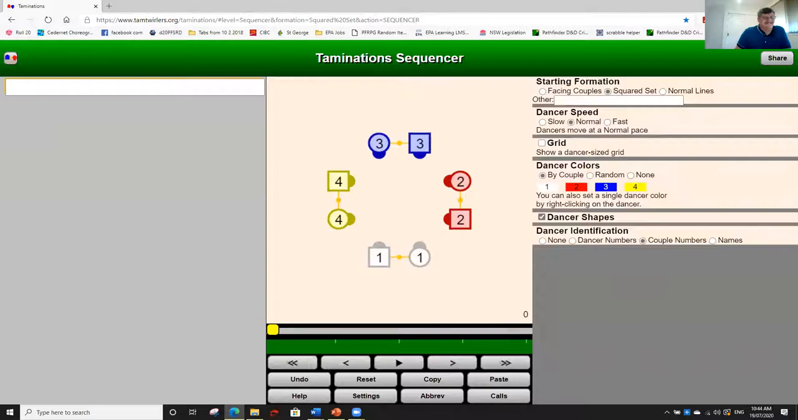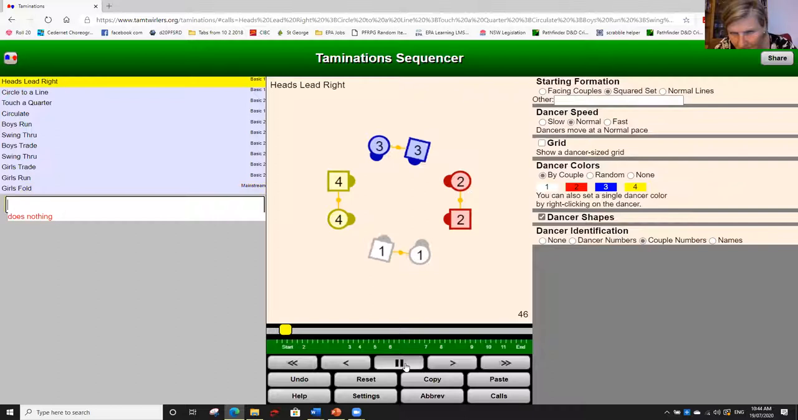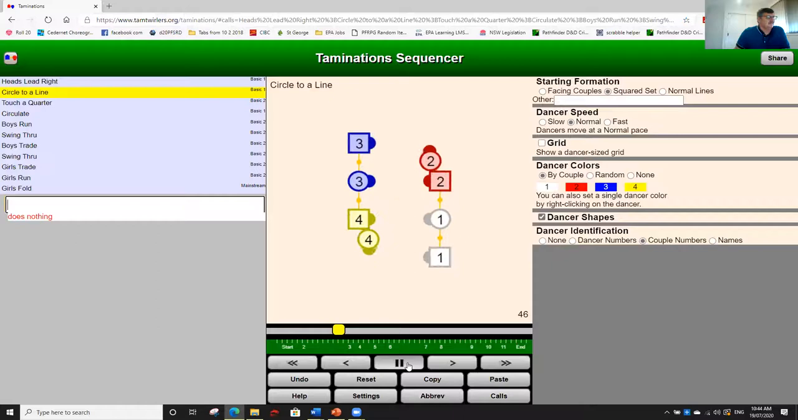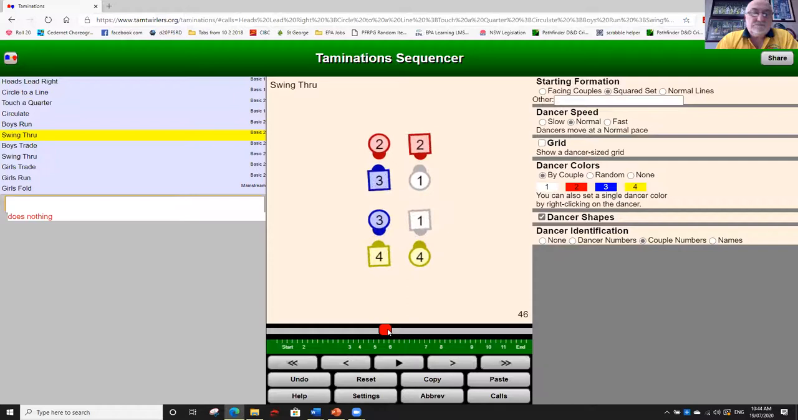Okay. And the very last one. Okay, so somebody say stop when you get to a recognizable formation that we have. Not a lot. That one? Yeah, partner line. Partner line. Corner box.